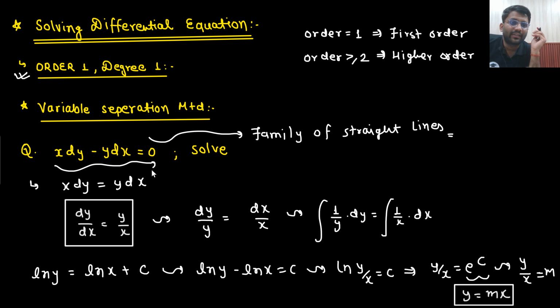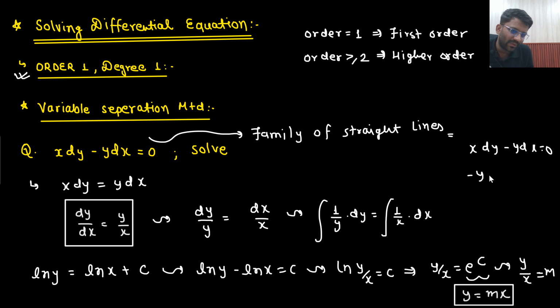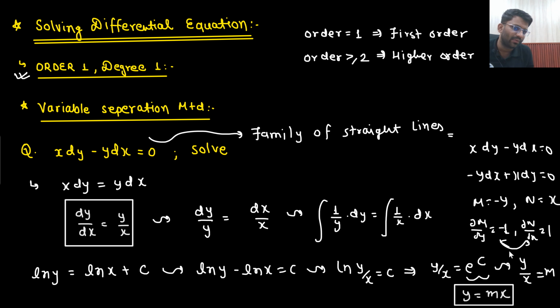Which method? Exact equation. x dy minus y dx equals 0. First write it down in this way: minus y dx plus x dy. What is the value of M? The value of M is minus y. What is the value of N? Value of N is x. Partial differentiation of M with respect to y. What is the answer? Minus 1. Partial differentiation of N with respect to x. What is the answer? 1. Are they the same? No. That means it is not an exact equation. Okay. This equation is not exact.